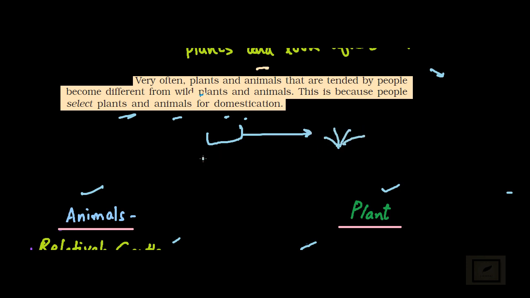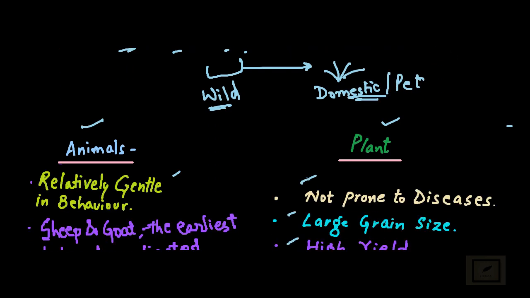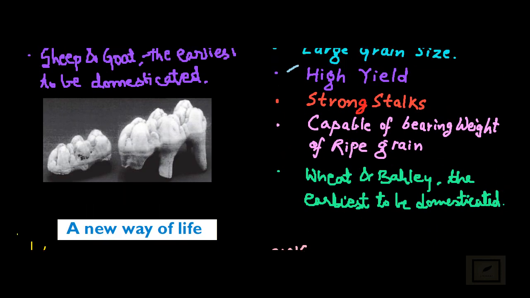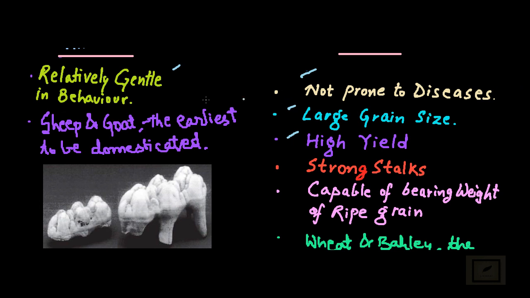That means the original will be called the wild variety, and the new one which has been domesticated will be called the domestic or the pet variety. Now, by domestication, as we got to know, the early man started domestication of plants and animals. Let us know what were the first animals to be domesticated.